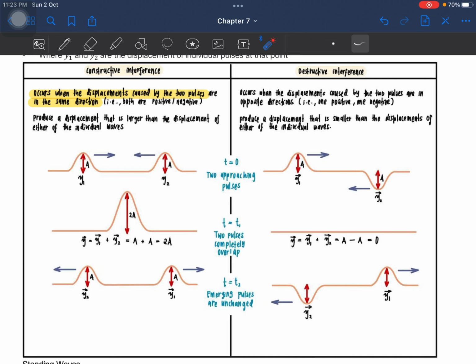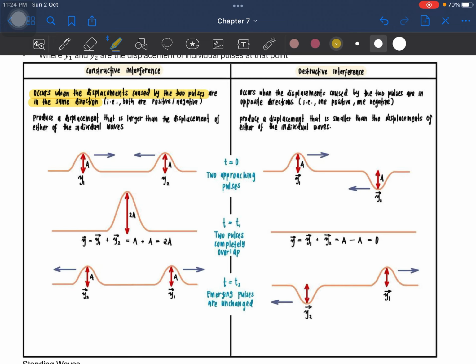So contohnya sekarang ni both they are moving towards each other, so they would create a resultant wave. So the amplitude is twice lah, double the amplitude of each wave. After that, after dorang bertembung ni, dorang balik lagi lah begitu. Okay, the emerging pulses are unchanged lah.